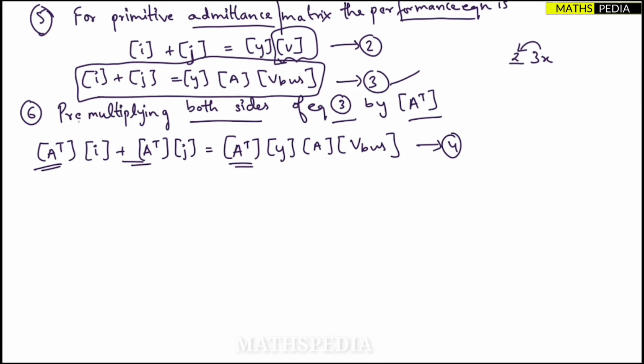Now the next step is very important. You need to understand here that A transpose into I is nothing but 0. Why is it 0? Because this is a vector. This vector, A transpose into this I, is nothing but a vector whose elements are the algebraic sum of this vector, is nothing but the algebraic sum.